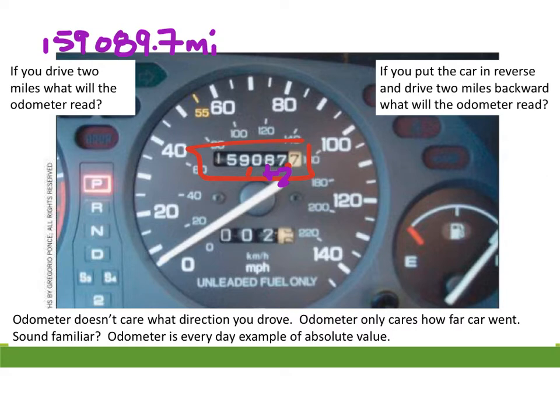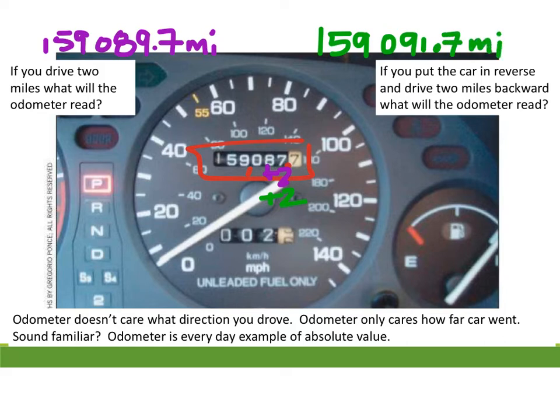It's like, that's pretty sweet. I like that question. But then it says, if you put your car in reverse and drive 2 miles backwards, what will the odometer read? It's not going to make a difference, you guys. It's still going to add another 2 miles to that. Yeah, odometer doesn't care if you go backwards or forwards. It's still going to count it as miles driven. So this one now is going to show 159,091.7 miles.